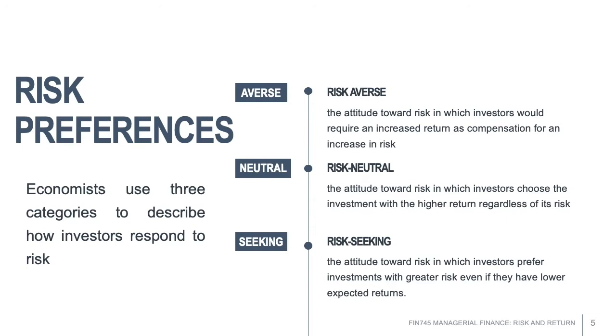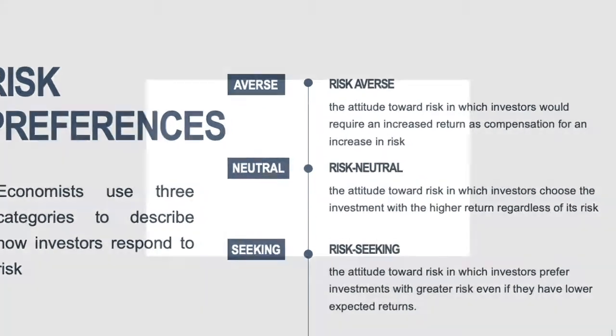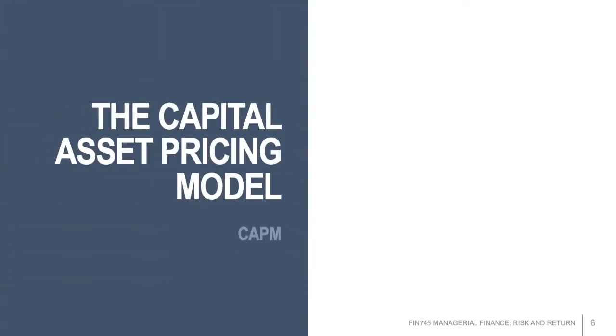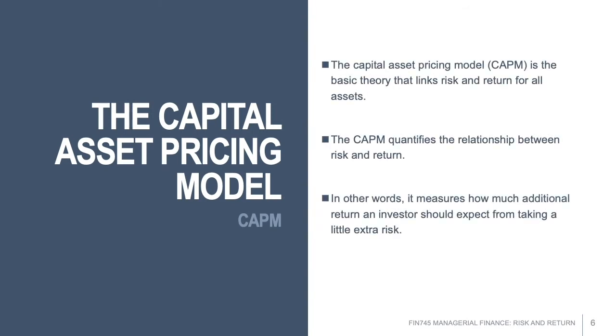The third type is risk-seeking. Risk-seeking is the attitude toward risk in which investors prefer investment with greater risk even if they have lower expected return. Now we move to the capital asset pricing model, which is the CAPM. The capital asset pricing model is the basic theory that links risk and return for all assets. The CAPM quantifies the relationship between risk and return. In other words, it measures how much additional return an investor should expect from taking a little extra risk.